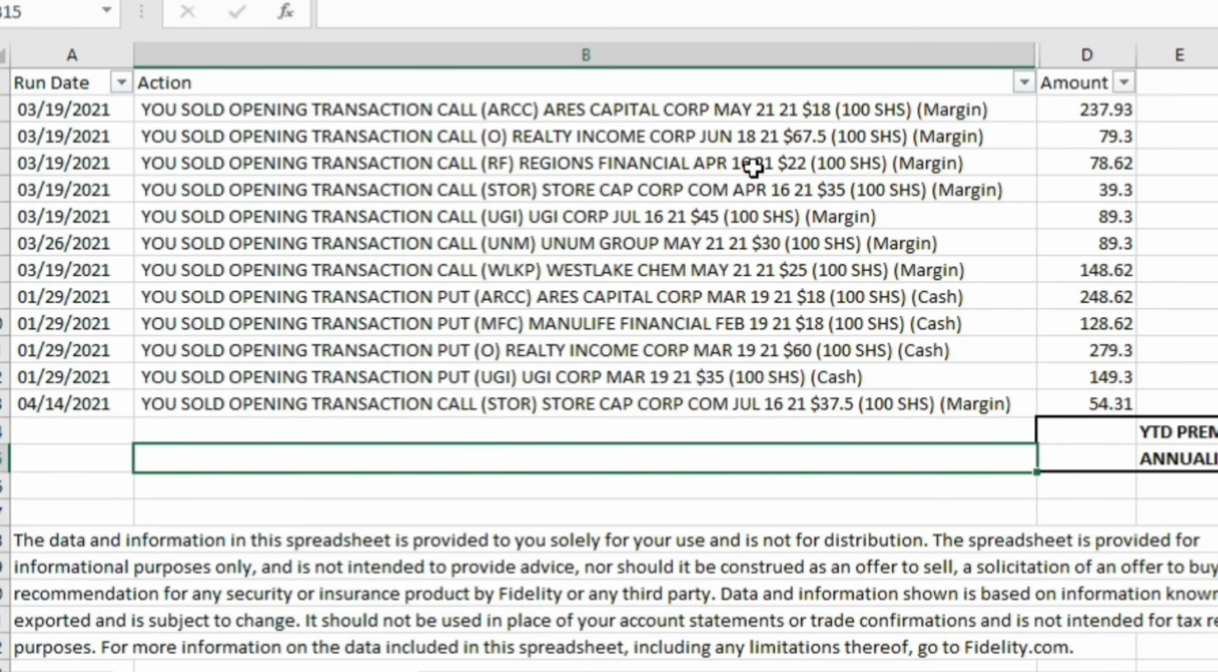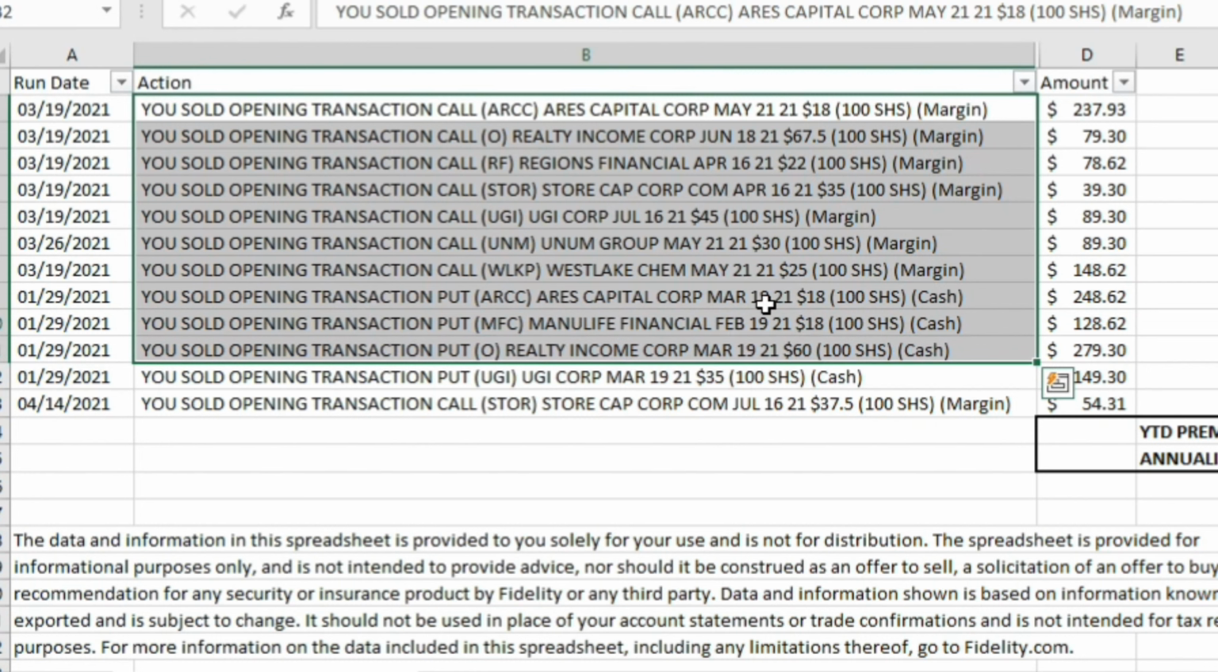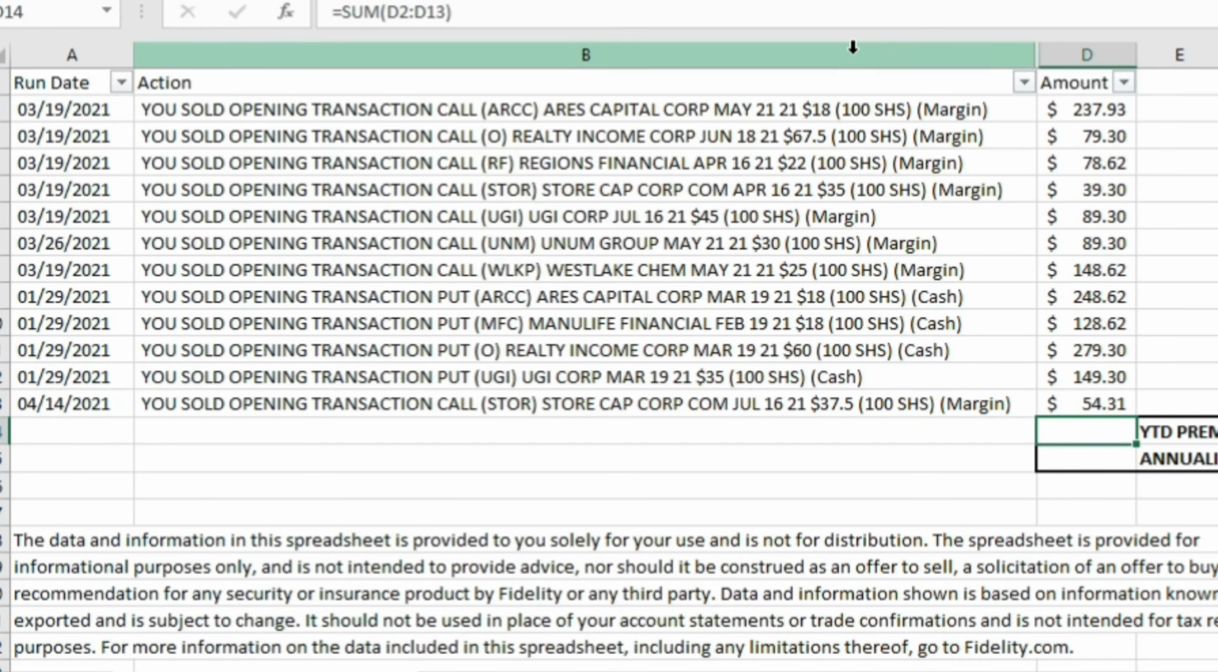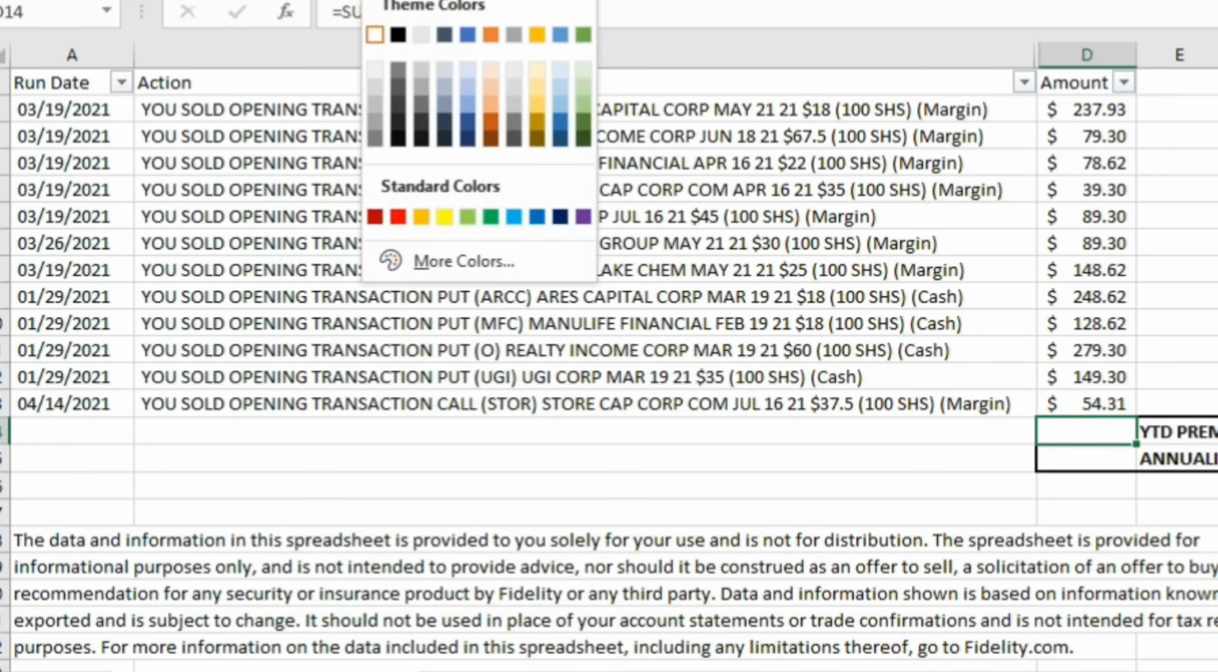Okay, so what you have here are all of the call options that I sold, as well as a few of the put options I sold for new positions when I entered them. These are the actual transactions right here and the amount earned. And so what I did here is I took all of these amounts, I summed them all up to give me my year-to-date premiums earned so far. Let me go ahead and show that to you right now.